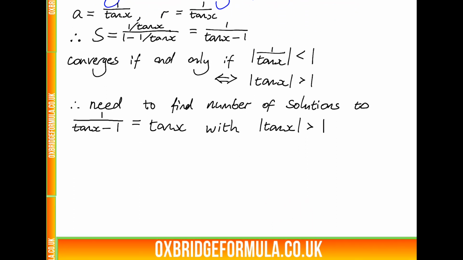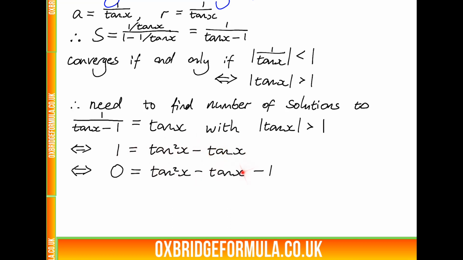Okay, well let's begin by multiplying both sides of this equation by tan x minus 1 to get rid of this fraction. And that's totally valid to do because we know that the absolute value of tan x is greater than 1. So this tan x minus 1 term can't be equal to 0. So when we multiply both sides by that, we get 1 equals tan squared x minus tan x. And now let's move the 1 onto the other side, so we just have a quadratic equation in tan x. And now using the quadratic formula, we can solve this to see that tan x must be equal to 1 plus or minus the square root of 5 over 2.